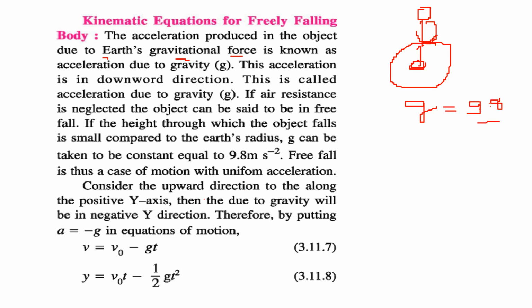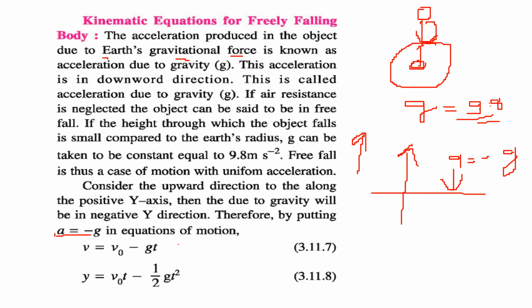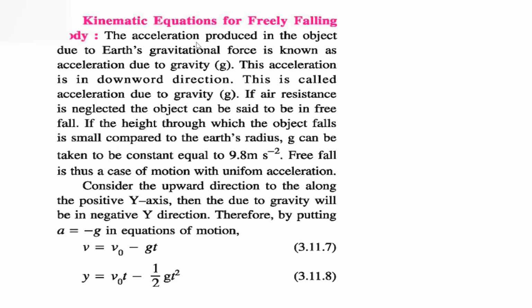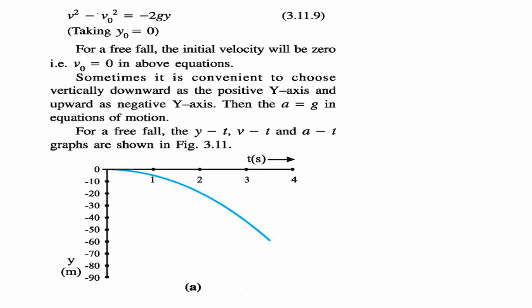Now just consider the upward direction along the y-axis. Because the acceleration is on the other side, in the opposite direction, a has to be minus g, that is a equal to minus g. Let us put it in the equation. We know v equal to v0 plus at, and when we put a equal to minus g, it will be v equal to v0 minus gt. Again, y equal to v0t minus half gt square. Then we have v square minus v0 square equal to minus 2gy.